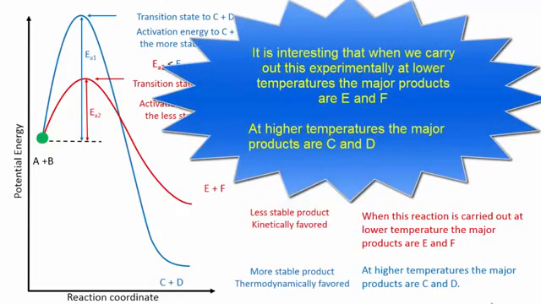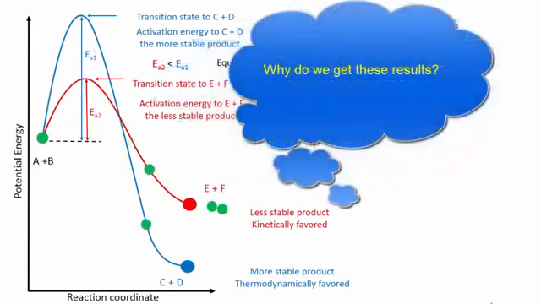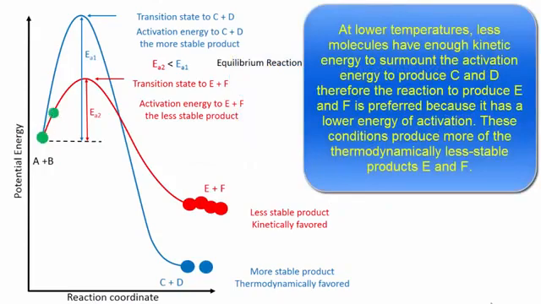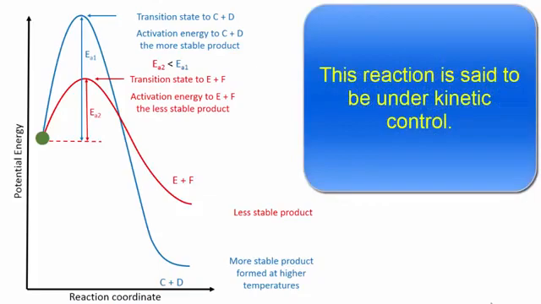It is interesting that when we carry out this experiment at lower temperatures, the major products are E and F, and at higher temperatures, the major products are C and D. Why do we get these results? At lower temperatures, fewer molecules have enough kinetic energy to surmount the activation energy to produce C and D. Therefore, the reaction to produce E and F is preferred because it has a lower energy of activation. These conditions produce more of the thermodynamically less stable products, E and F. This reaction is said to be under kinetic control.